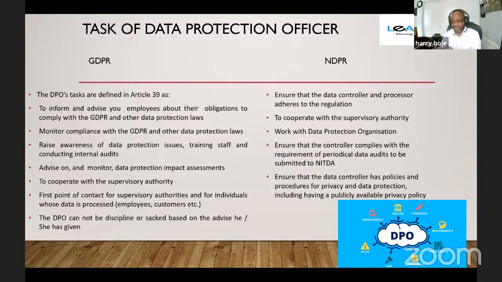In the NDPR regulation, this was not originally stated. I mean, there's a bill going through Parliament now. Once that goes through, I think it will be more robust. But if we look at the implementation framework, they've now added that the DPO cannot be dismissed based on the advice that he or she has given.